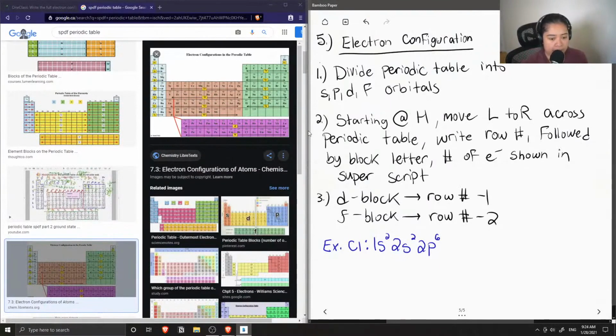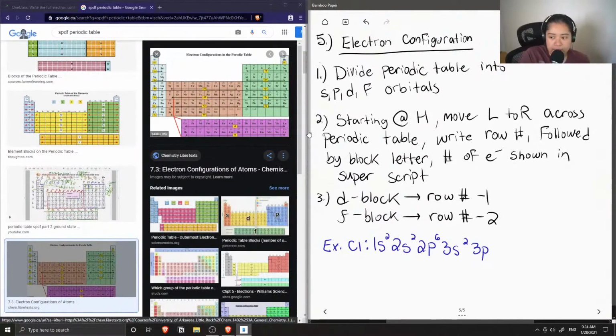So we have to move to the next row, 3s2. And then we get to the 3p orbital. And then just count out how many electrons until we get to chlorine. So 1, 2, 3, 4, 5. So we write 3p5. So this is the electron configuration for a ground state chlorine atom.